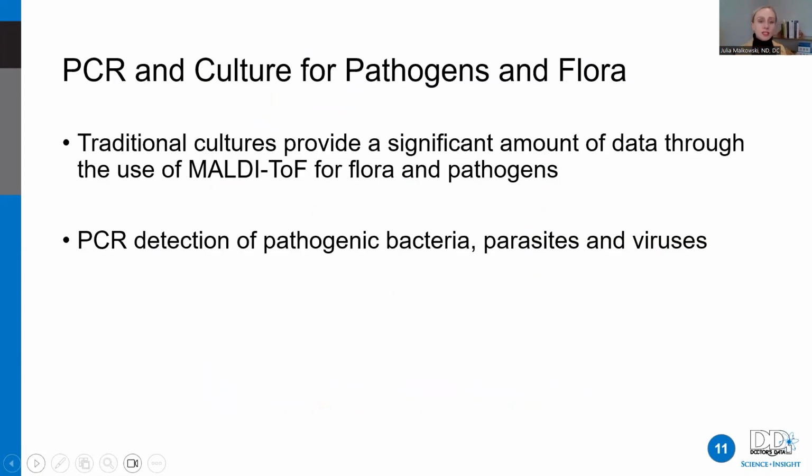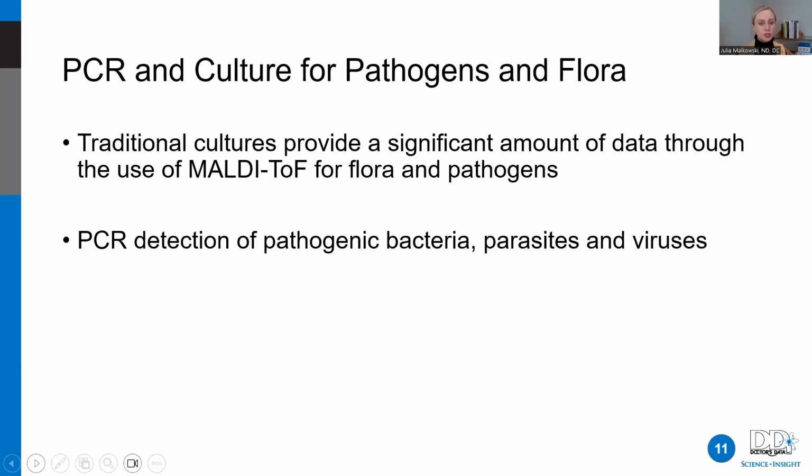So what we have been discussing so far is the microbiome portion of GI360, but that's not all there is. GI360 also includes PCR and culture for pathogens and flora. So if you want to understand additionally the presence of parasites, bacteria, viruses, yeast, GI360 has that data as well.